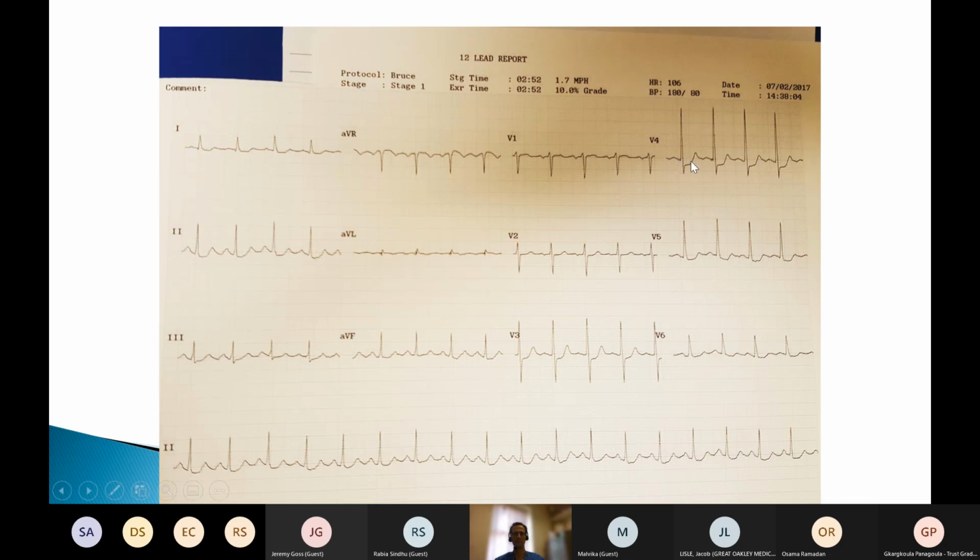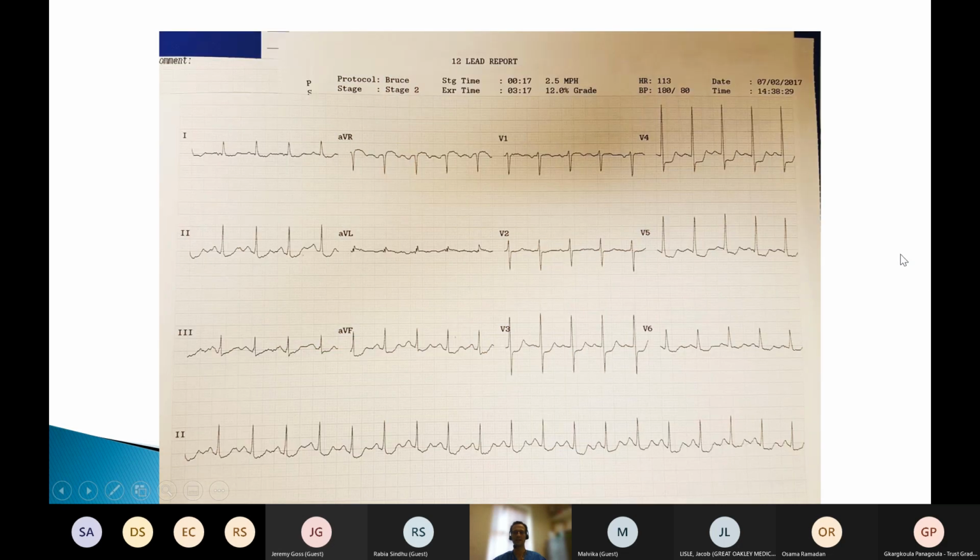So if you look in V4, this is slightly upsloping, but I would put it to you that's fairly horizontal ST depression of about 2 or 3 millimeters. And he's also got it in V3, a little bit in lead 2. Now, you can't localize where the ischemia is on an exercise test. You tend to get depression in leads regardless of the location of the ischemia, but this is a strongly positive exercise test. And we then stop them.